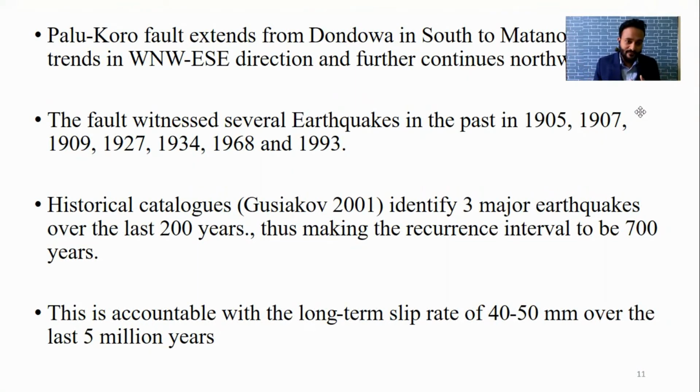And this Palukoro fault, around which the 28th September tsunami was epicentered, had witnessed a lot of earthquakes in the past, like in 1905, 1907, etc. Historical catalogs identify that 3 major earthquakes occurred in the last 2000 years, thus making the recurrence interval around 700 years.